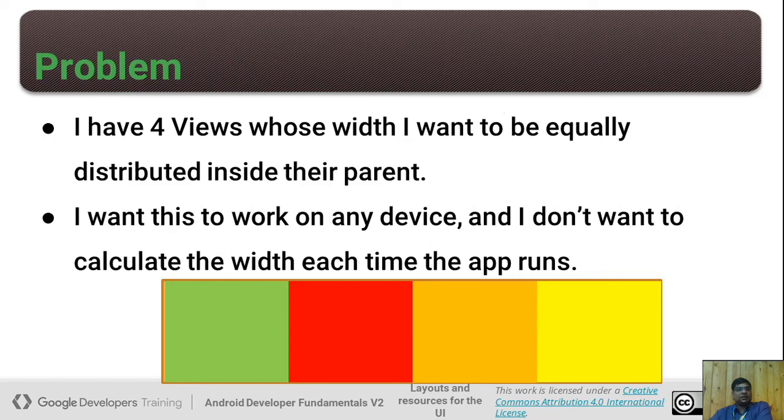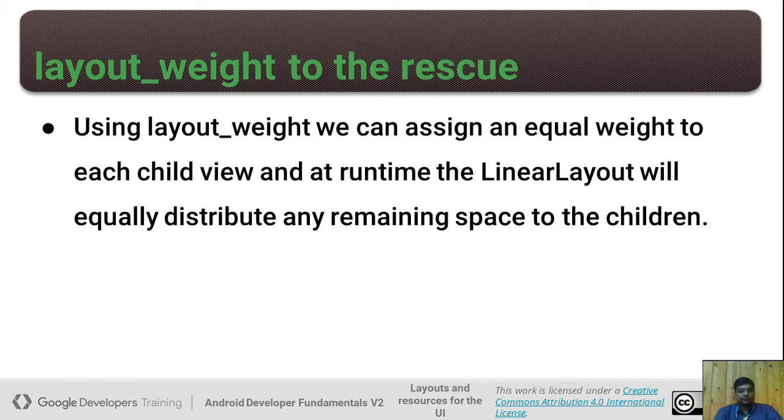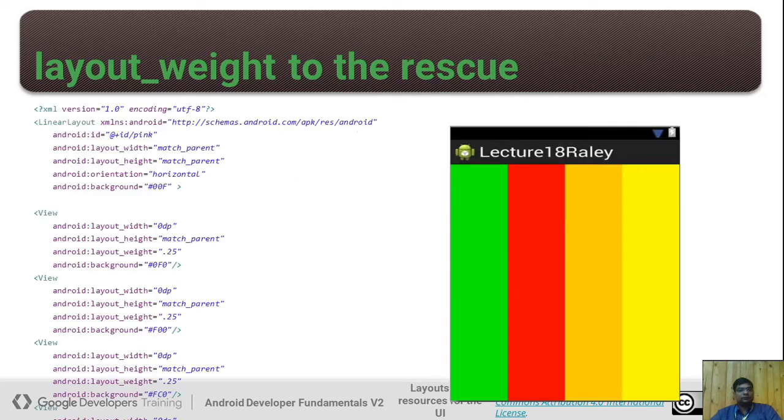Problem: I have 4 views whose width I have to equally distribute inside their parent. I want this to work on any device and don't want to calculate the width each time. The solution is layout weight. Using layout weight, we can assign an equal weight to each child view, and at runtime the linear layout will equally distribute any remaining space to the children.